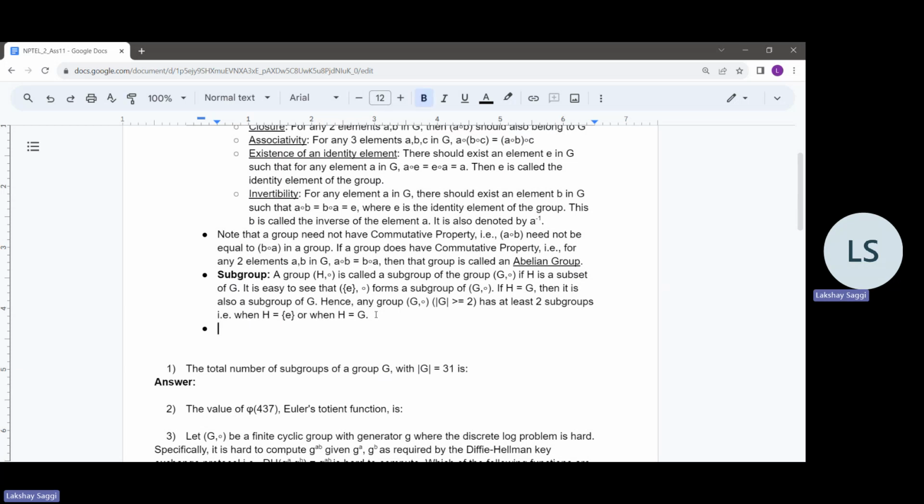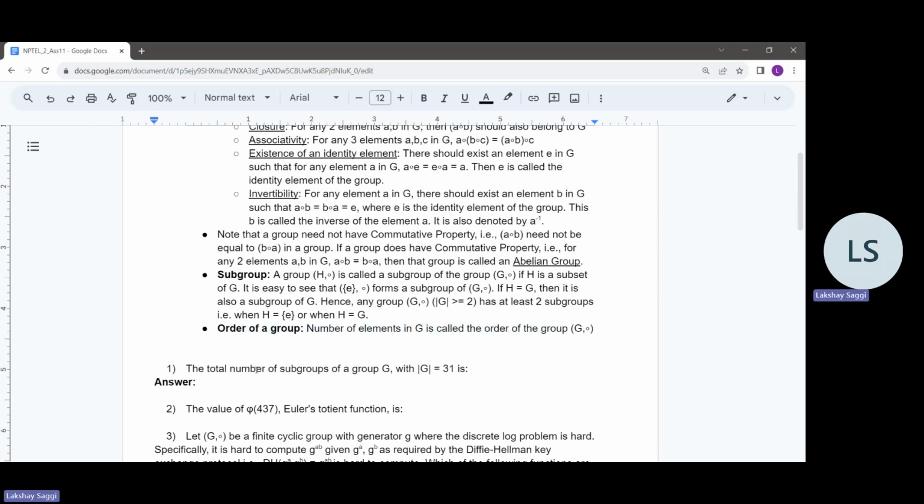So maybe I should define what the order of a group is. The order of a group is nothing but the number of elements in G. In this (G, O), G is basically a set of elements, so the number of elements in G is called the order of that group (G, O). So this is just a definition and is not too difficult.